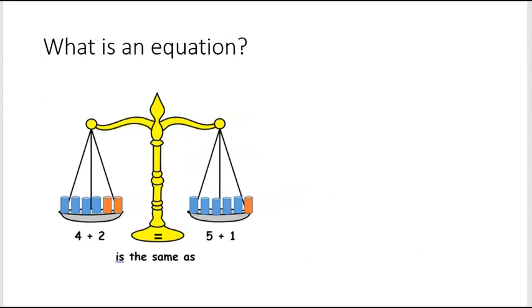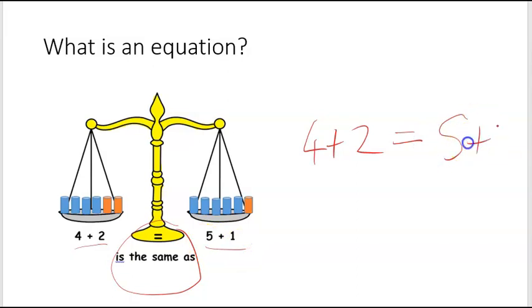So here's a picture of the balance scales, and you can see at the bottom there's the equal sign. It's telling you it means is the same as. So using this as an example, 4 plus 2, which is on this side of the balance scales, is the same as 5 plus 1. And if we solve both of those, 4 plus 2, of course, is 6, and 5 plus 1 is 6.